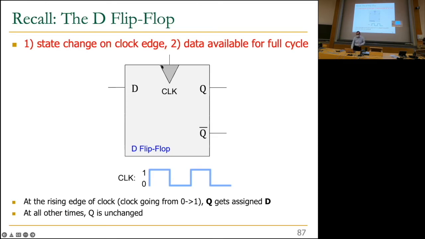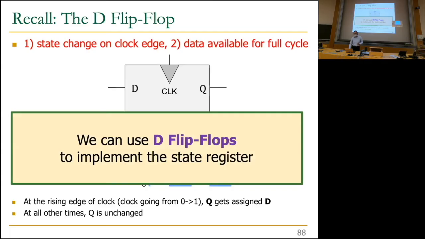And we're going to look at it as a module that looks like this. Ignore the Q bar. We're not going to use Q bar, but Q bar is really easy to get clearly from this. Basically, Q gets assigned D when the clock goes from 0 to 1. Otherwise, Q remains unchanged. That's the idea. That's our abstract level. So in behavioral Verilog, well, clearly we can use D flip-flops to implement the state register in a finite state machine.